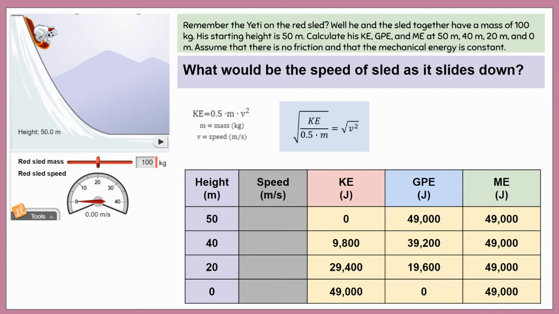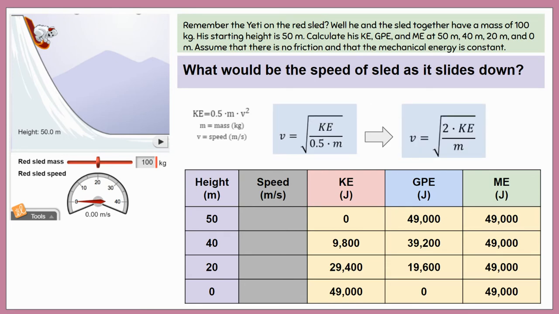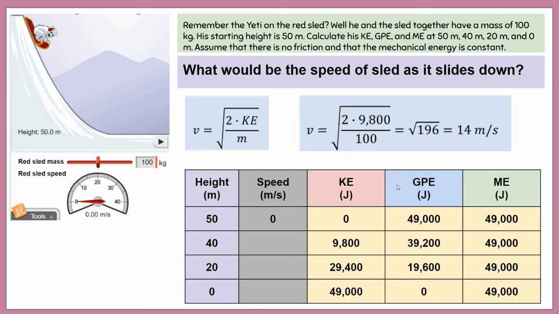Now, if we put a square root on both sides, we get the following equation. v is the square root of KE divided by 0.5, divided by m. Dividing by a half is the same as multiplying by 2. So this is our final equation: the velocity is the square root of 2 times the kinetic energy divided by m. You can imagine that when the kinetic energy is 0, 2 times 0 divided by anything is 0, and the square root of 0 is 0. So the speed at the top is 0. But what will it be for the next one?